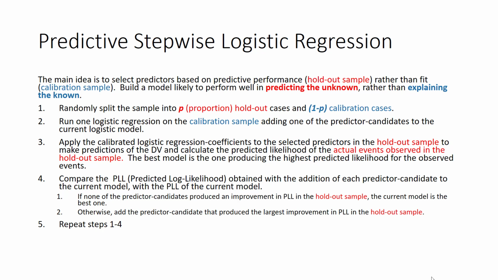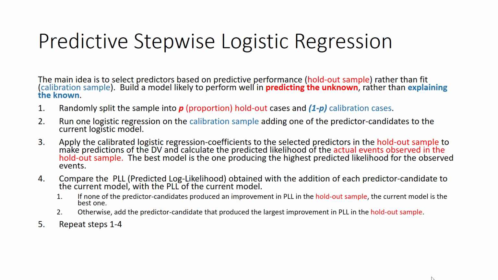Randomly split the sample into a holdout and calibration sample. Run the logistic regression on the calibration sample, adding one predictor at a time to the current logistic model. For each one of those models where you add one predictor to the current model, you obtain the logistic regression coefficients, apply them to the predictors in the holdout sample to calculate the likelihood for the observed events in the holdout sample. The best model is the one that produces the highest predictive likelihood for the observed events.